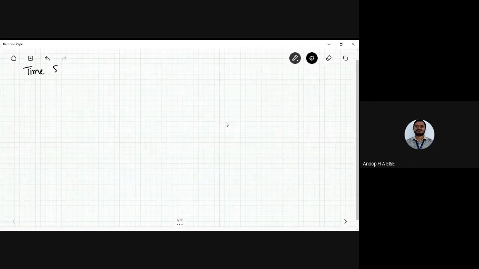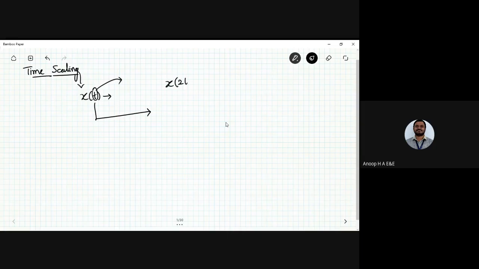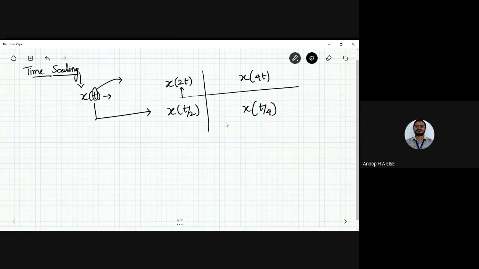Okay, so for example, time scaling. When I say time scaling here, only the scaling operation is with respect to the independent variable. For example, x of t, let it be a continuous time signal, and only the time variable is multiplied. For example, x of 2t, and x of t by 2. Whatever it is, x of 4t, x of t by 4. So that is what has been done here.